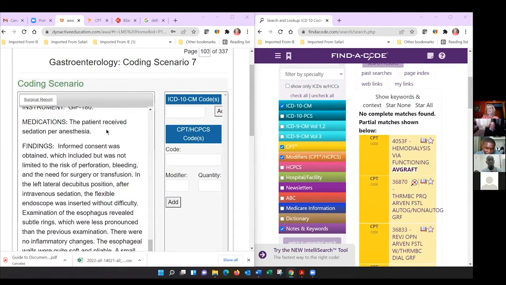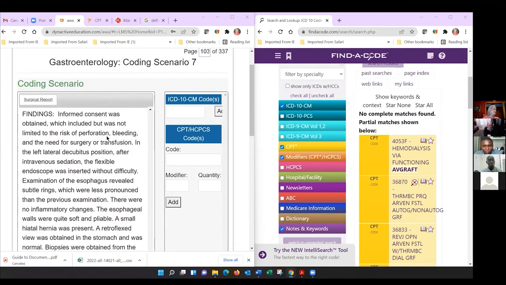Medications, the patient received the sedation per anesthesia. Well, I'm not going to code that because I'm not coding anesthesia. I'm not the anesthesiologist here. I'm the surgeon. I'm working for the surgeon. So I want to pick up what the surgeon did.